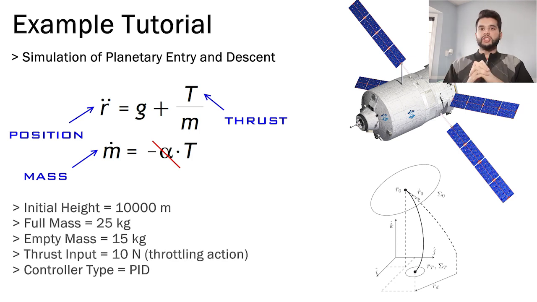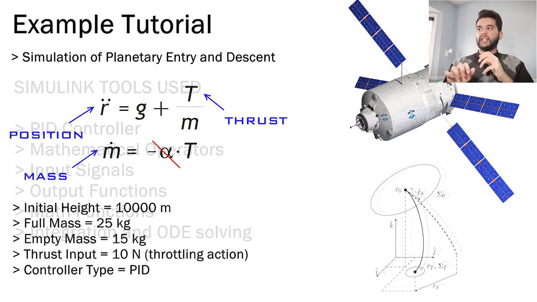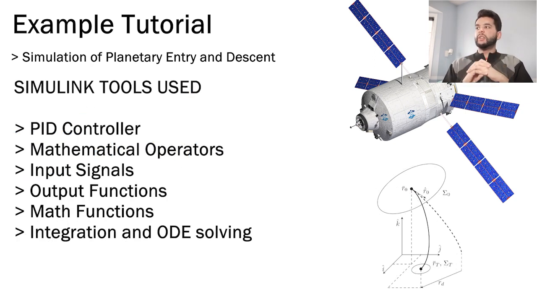We also have some constraints, such as the initial height of 10 kilometers, full mass of 25, empty mass of 15, which means that we have fuel of 10 kilograms. The force input is 10, and it's inputted by a joystick action. The Simulink tools which we will use in this tutorial are the very basic tools which you all must know, because these are fundamentals, and they include PID control design, mathematical operators, input signals, output functions, math functions, and also the basics of ODE solving and integration. So let's jump into it.